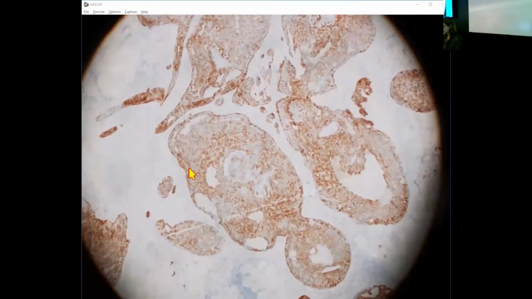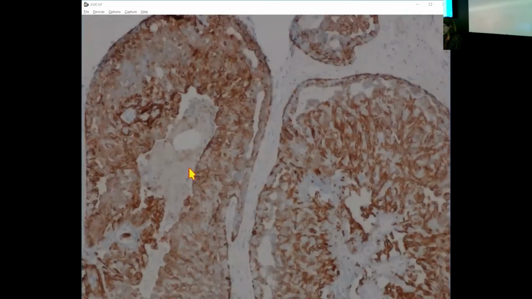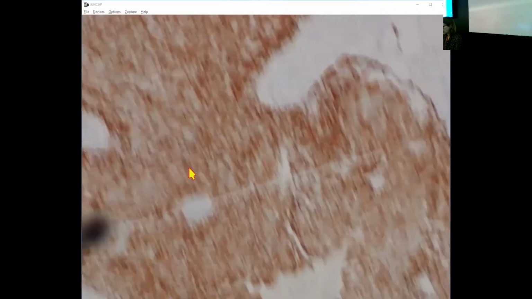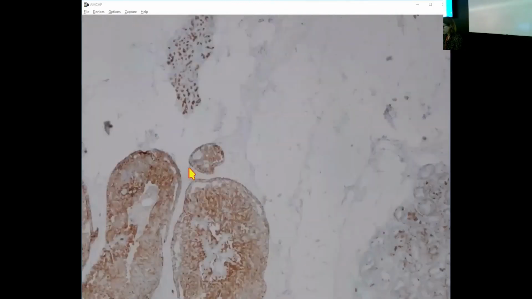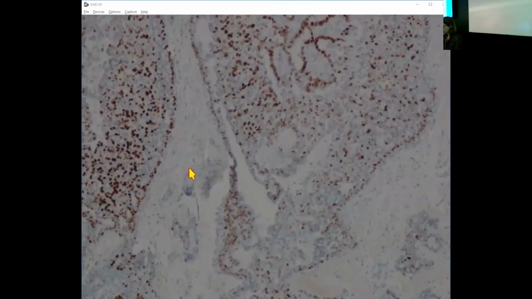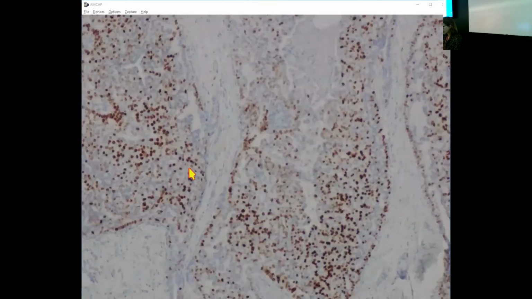So here is the CK5/6, and you can see that it is nicely heterogeneous. Here's that area that was the necrosis. So it shows the pattern of expression that you would expect for usual ductal hyperplasia. And then the ER shows variable expression. So this is the pattern that you expect in usual ductal hyperplasia, where there are strong nuclei, weak nuclei, negative nuclei, and that's exactly what you would expect.